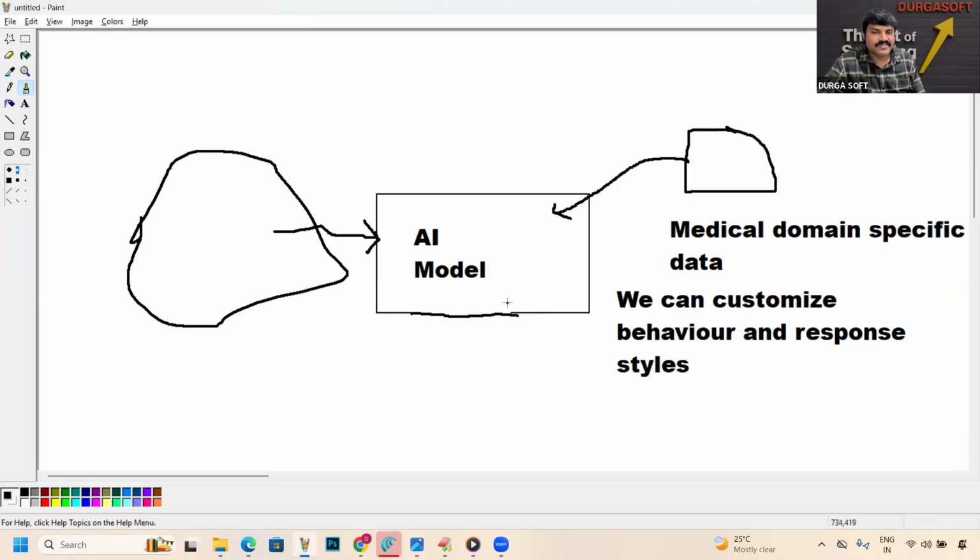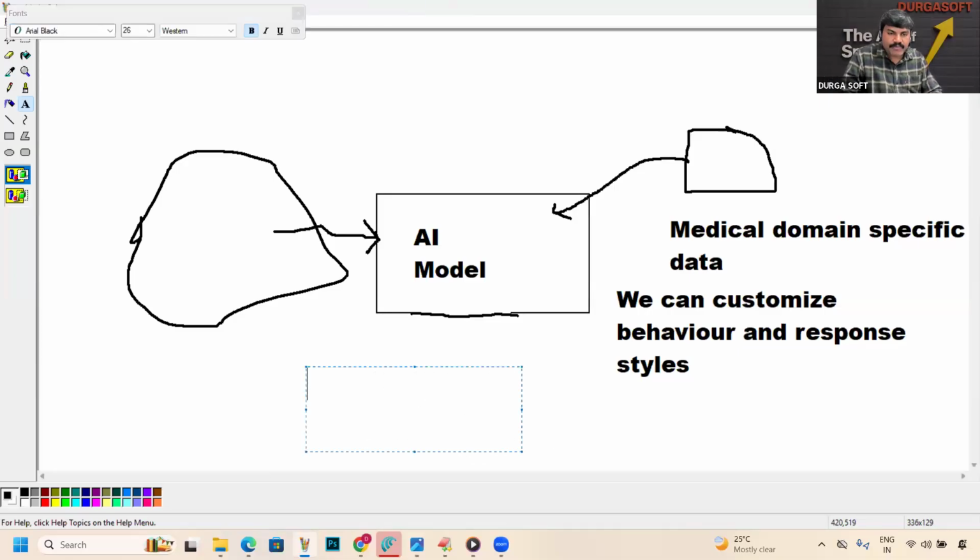Next, I have one small doubt. Take very, very special care. Because of this fine tuning process, is the vocabulary going to be changed? Is it going to be changed? Yes, no. No, sir, it is the same.